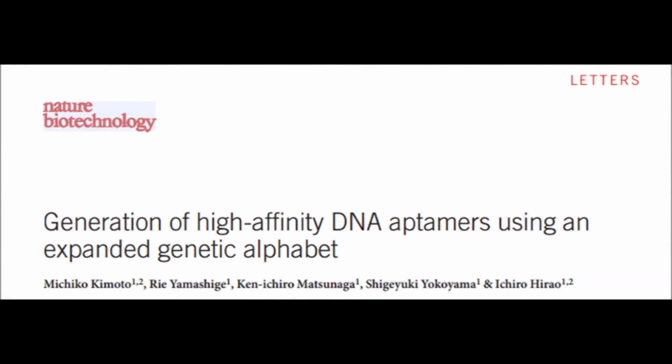Since 2008, research into the development of the uses of unnatural base pairs has continued, and research into this area has increased. Just last year, a new development was made by a Japanese team. They published a paper on generation of high-affinity DNA aptamers using unnatural base pairs.